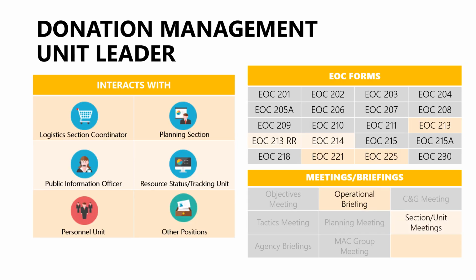The likelihood that this unit will have multiple people underneath this unit leader is very likely. So the unit leader is going to supervise anyone else assigned to the donation management unit. They're going to be working with the planning section to identify donation needs of life safety supplies and services, think your heat, food, water, ice, and develop a plan to receive and quickly distribute these resources to the affected community members. They're going to coordinate with the resource unit to track all of these resources.